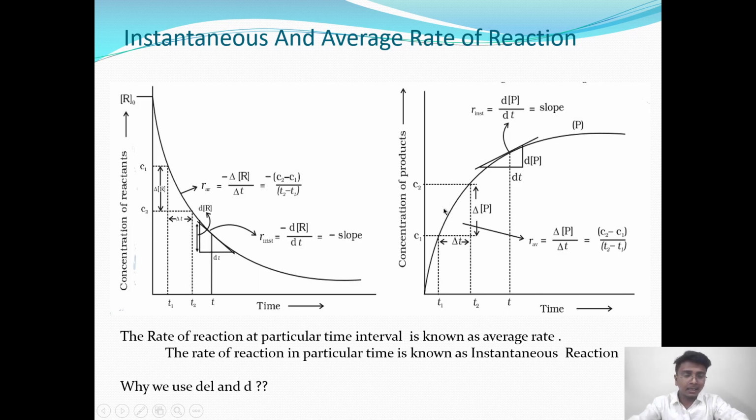And on the right hand side we have the graph for the change in concentration of the reactant with time. Here at t1 we have the concentration C1, and at t2 we have the concentration C2.